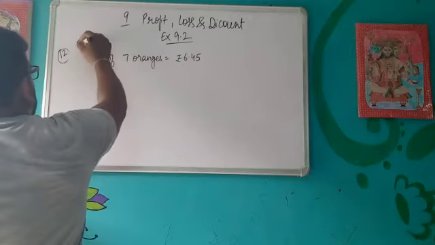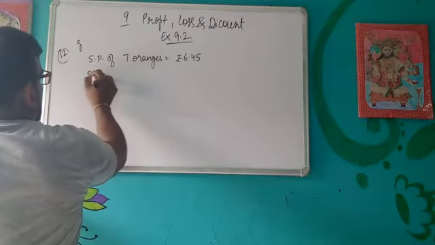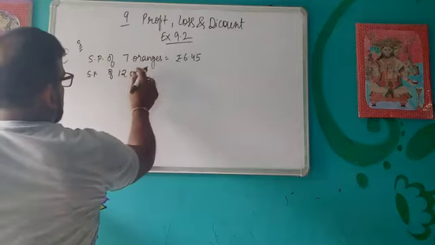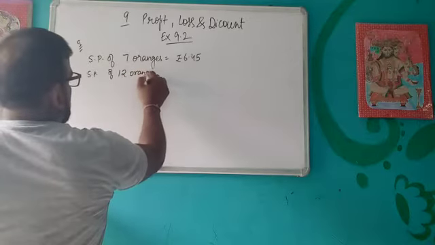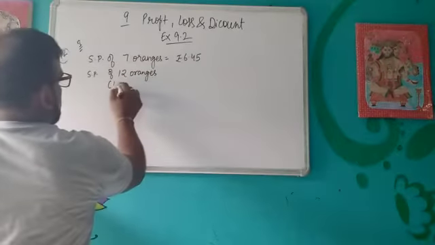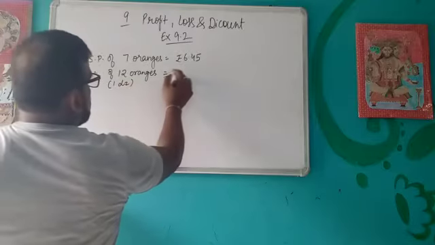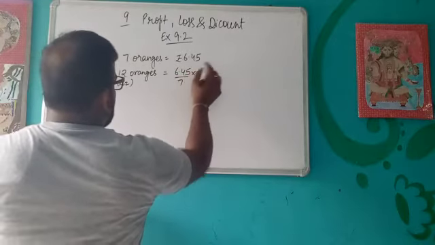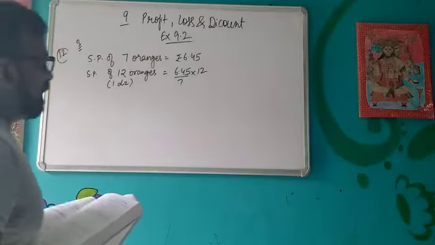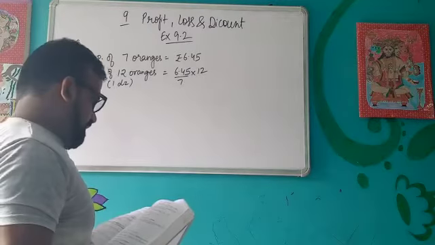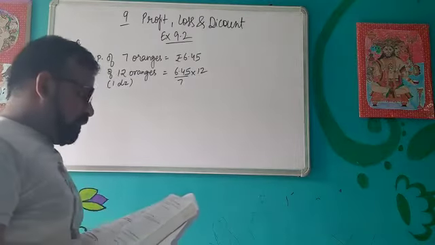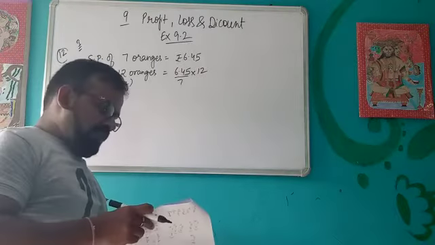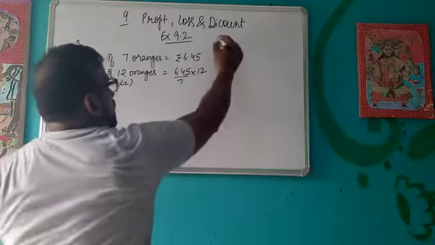So this is my first part, so I will calculate SP of 12 oranges, or this is 1 dozen also, that we know. So it is 6.45 upon 7 into 12. Okay. Later on we will simplify it. Now he makes a profit of 29%. So again, it has 2 parts.